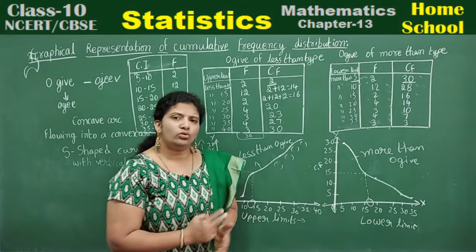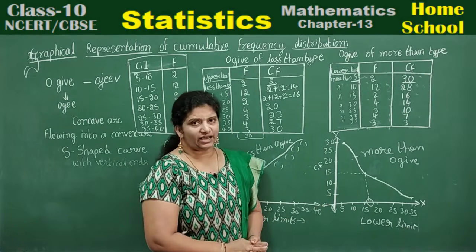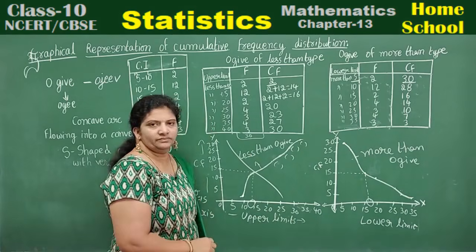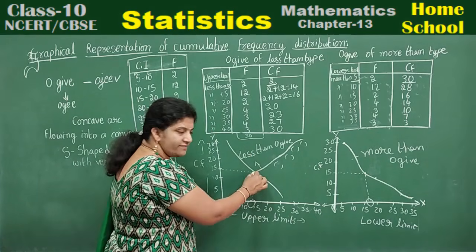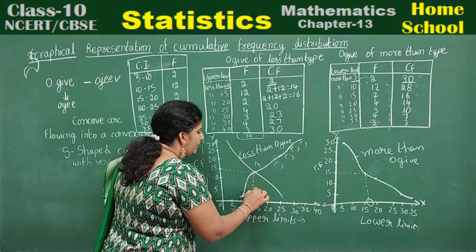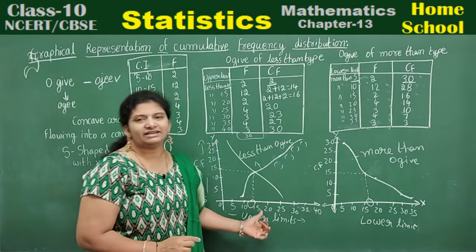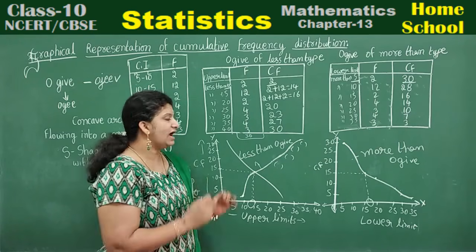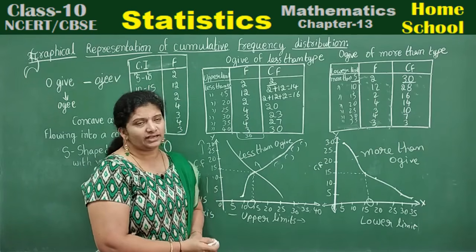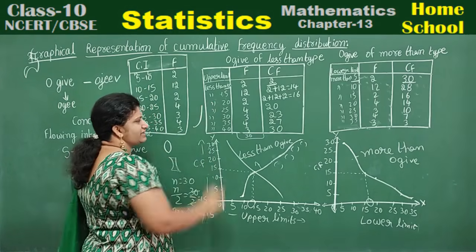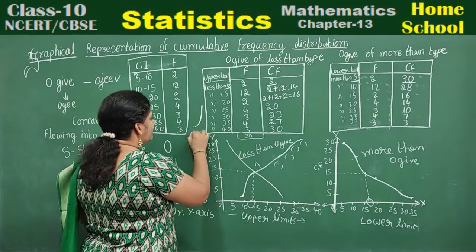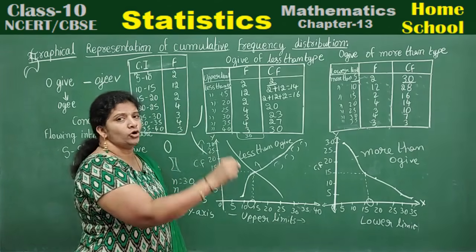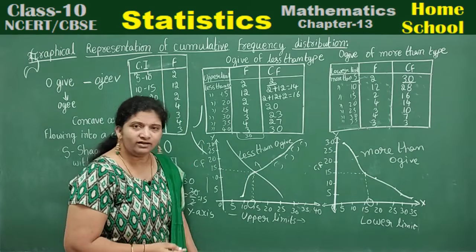Suppose you have drawn two ogives in a single graph. What happens here? Where the two ogives intersect, draw a perpendicular on the x-axis. That is the median. And it is easy to understand how your less than and more than types will look. Less than will be like this, more than will be like this. Less than goes down to up, more than goes up to down. You are going to get the curves.